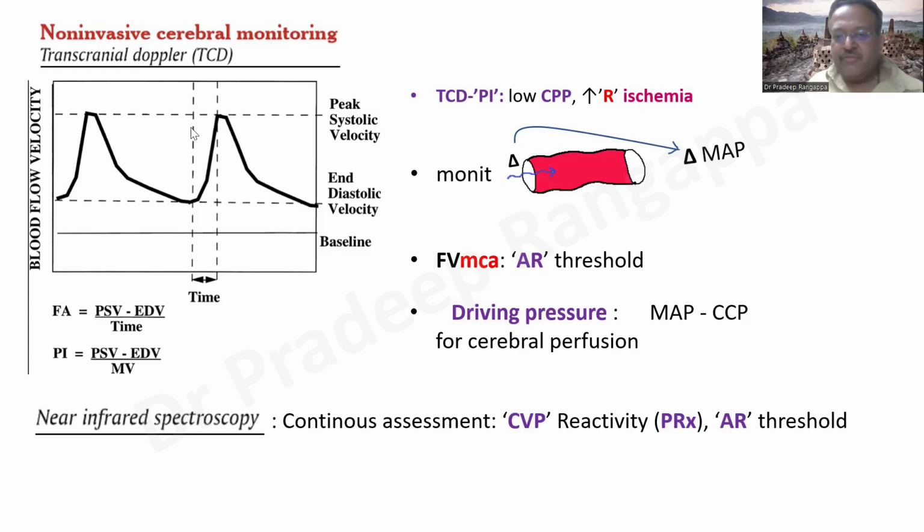And near infrared spectroscopy, which is a very simple non-invasive tool, has also been shown to have good correlation with cerebral vascular pressure reactivity. So we need bigger studies to use this conclusively, but all these are some of the multimodal neuromonitoring tools which can be used as an adjunct to determine how your cerebral blood flow is happening.